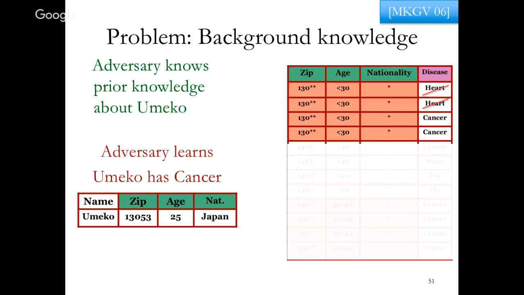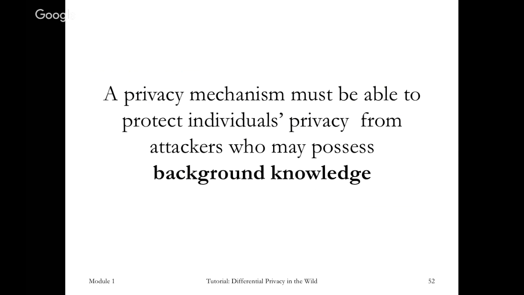So attackers, for example, you may know some background knowledge about your neighbor, and you know the neighbor is in this patient database, and that can allow you to learn more information beyond what is released by this hospital. Therefore, another important desiderata for privacy definitions is that a privacy mechanism must be able to protect an individual's privacy from an attacker who may possess some prior knowledge about these individuals in this data set. So despite their prior knowledge, and even if you don't know what the prior knowledge is, you should be able to give some guarantees of privacy. Okay?